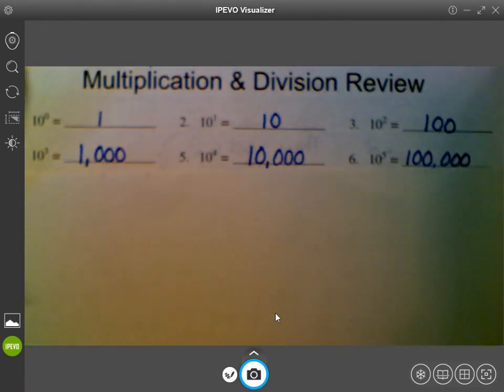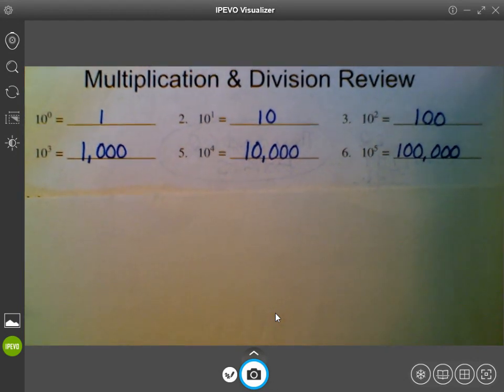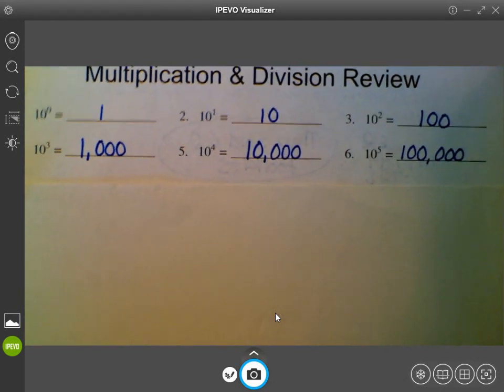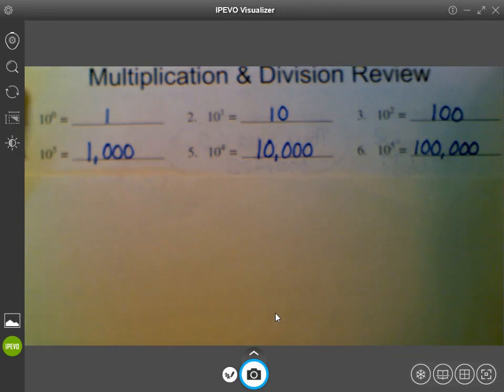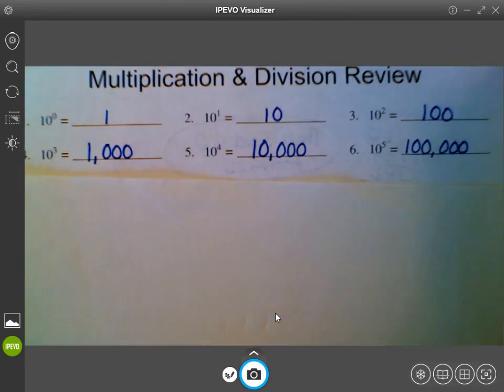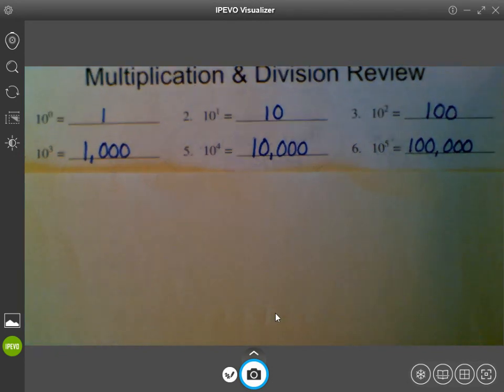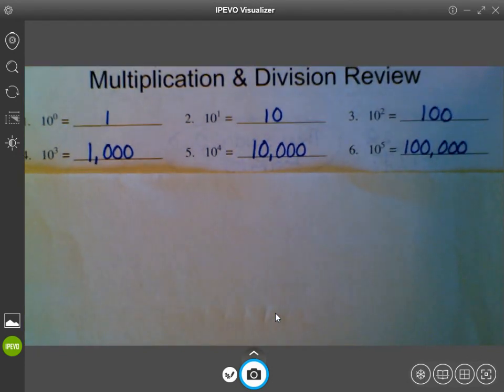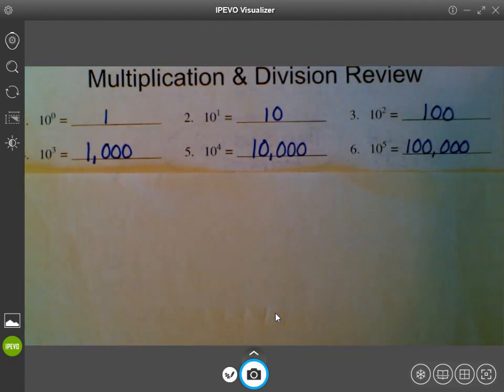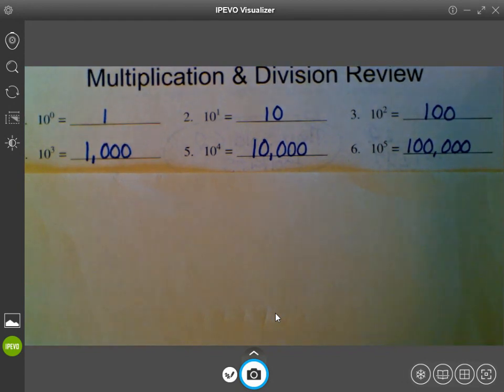For numbers 1 through 6, you were given 10 to the power of something, or 10 with an exponent, and you were supposed to write what number that was the same as. So for number 1, 10 to the 0 power, that's the same as 1, or nothing at all. So if you put no number at all, that would also work for number 1. Number 2, 10 to the first power, that's the same as just 10.